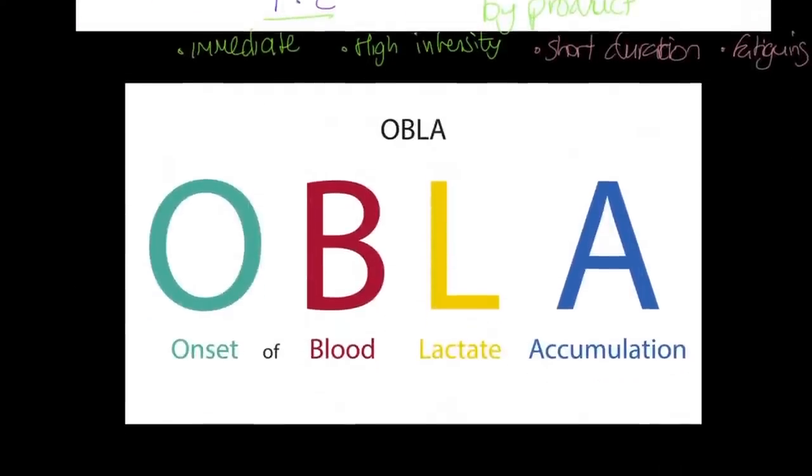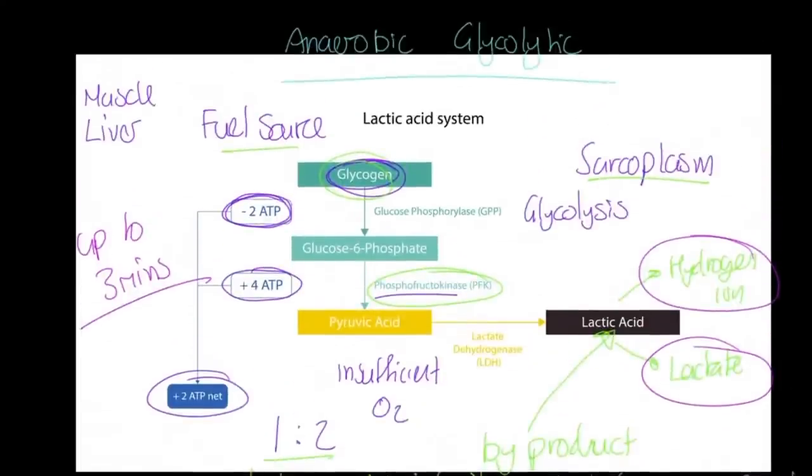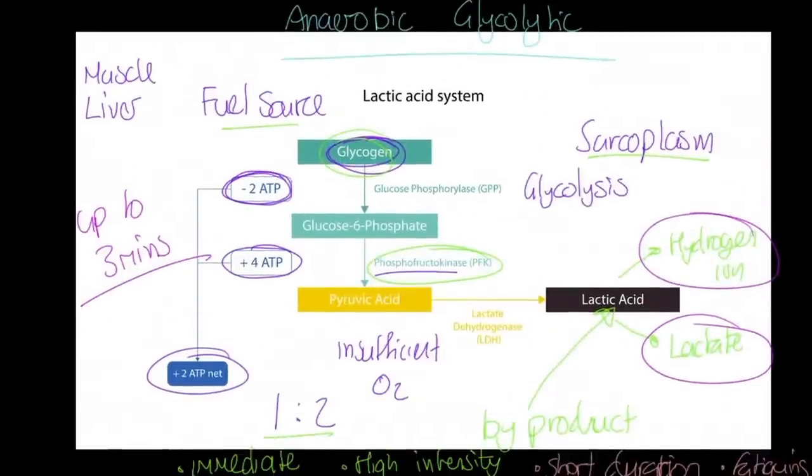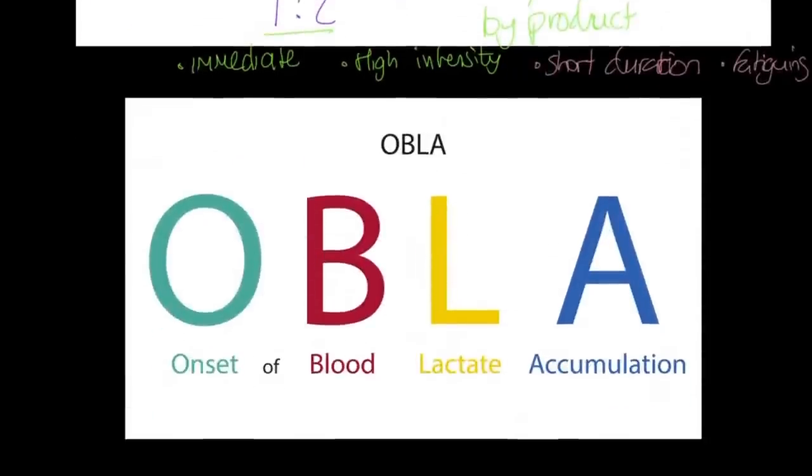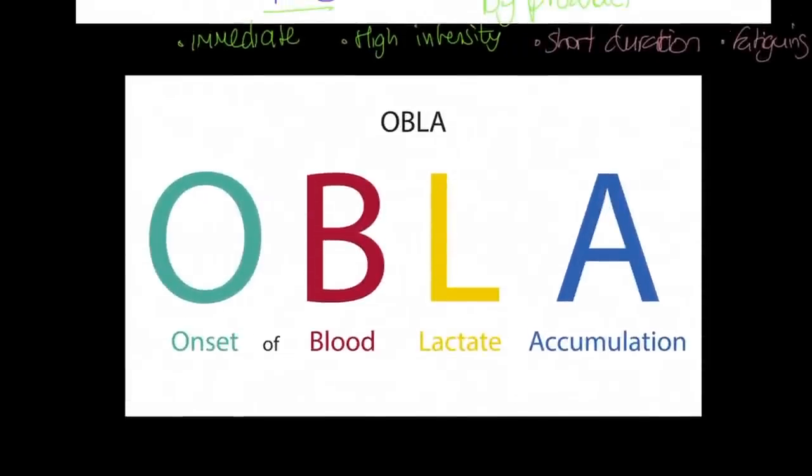Now, we need to talk about OBLA. Of course, the lactic acid system, by definition, has the impact of releasing lactic acid. So, of course, an accumulation of lactic acid is what we'd call OBLA. And I'd like to introduce you almost to a term you've probably never heard of, which is ROBLA. I don't think you should write that in your exam. But we could even say the rapid onset of blood lactate accumulation, because that's what we find with the point of OBLA, is that it actually occurs really rapidly at the lactate threshold.